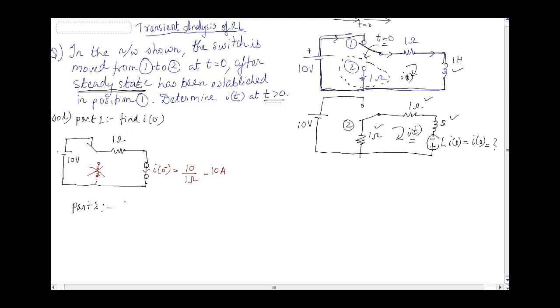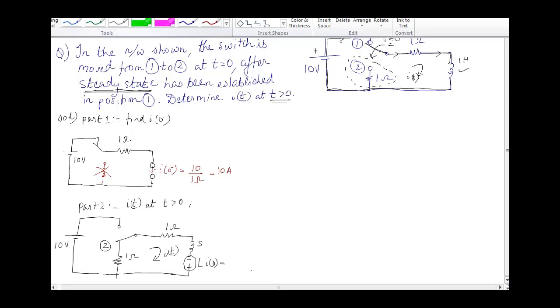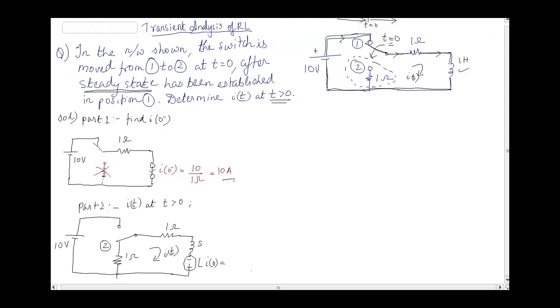In part 2, as I told you previously, we need to find I of t at t greater than 0. That is the answer that we want to find out, isn't it? So we use this particular circuit. Let me draw this circuit here. Now the value of I naught is very well known, which is 10 amp, so I will directly write that 10 amps here. The value of L is 1, I naught is 10, so this is 10 volt. So this is the new circuit after t greater than 0, and for that we have to find I of t.